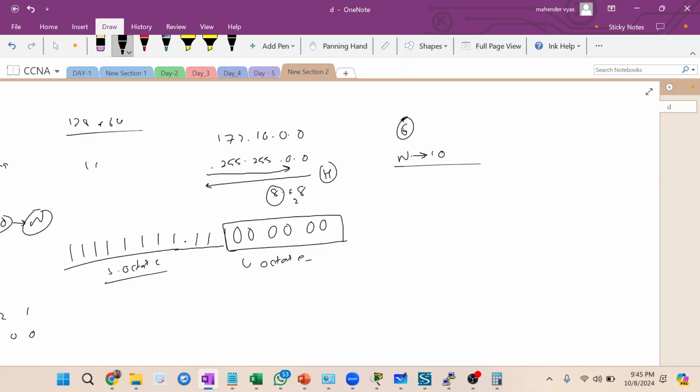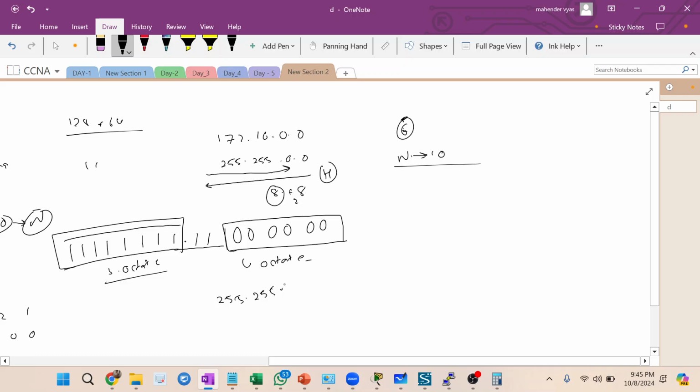The new subnet mask: this as it is comes 255. The second one also as it is comes 255. The third one, this is the third octet, right? These are all ones, so it would be again 255. The fourth one has only 2 bits, so it would be 128 plus 64. How much would it be? 192. This is our new subnet mask actually. Okay, is it clear?